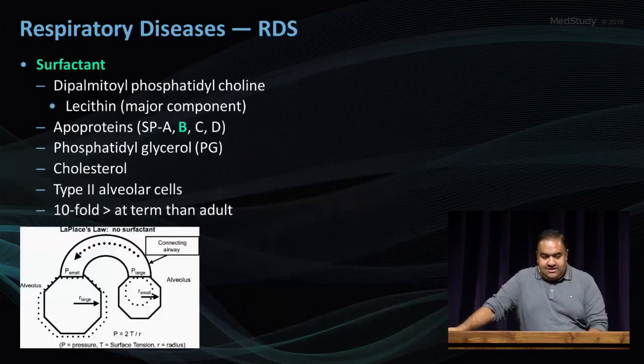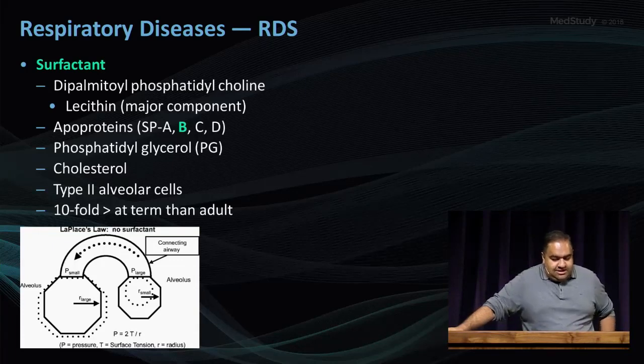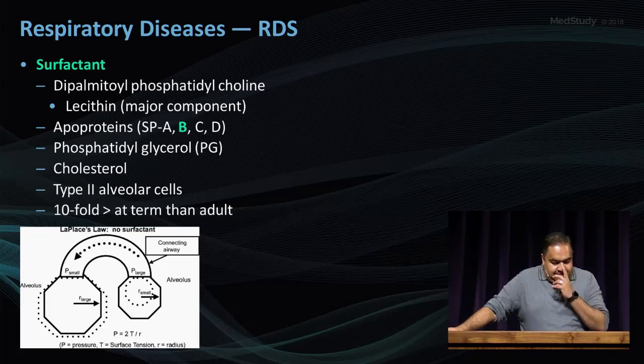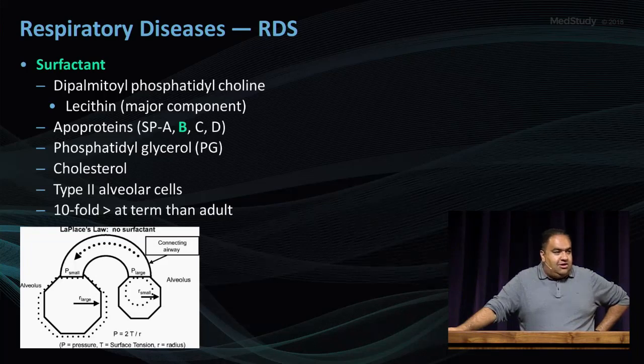Now, surfactant is kind of broken down. It's mostly a lipid, mostly dipalmitoyl phosphatidylcholine. It's about 70% of all the surfactant. There are different types of surfactant apoproteins that exist: A, B, C, and D. The A and D are both hydrophilic, and the B and C proteins are hydrophobic, okay?